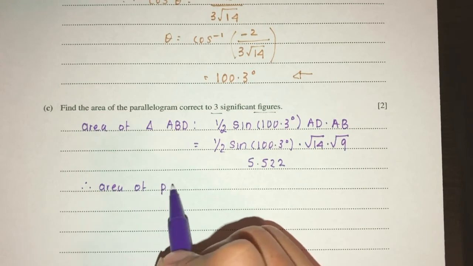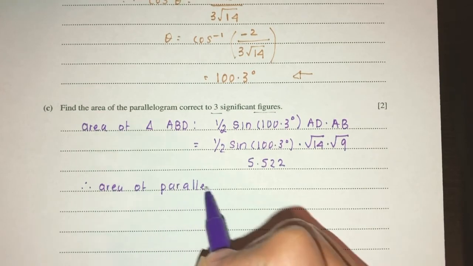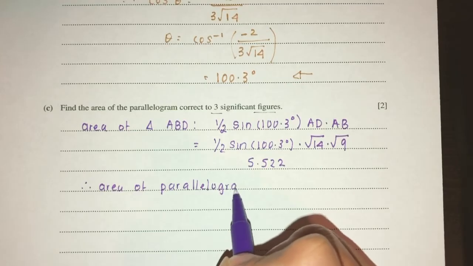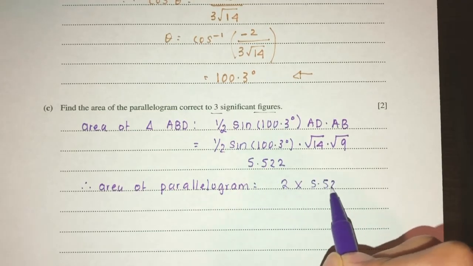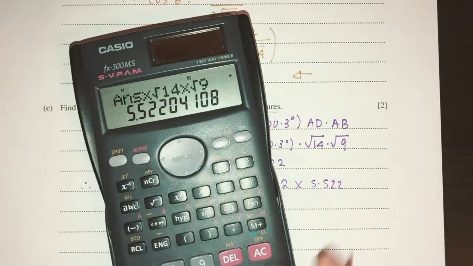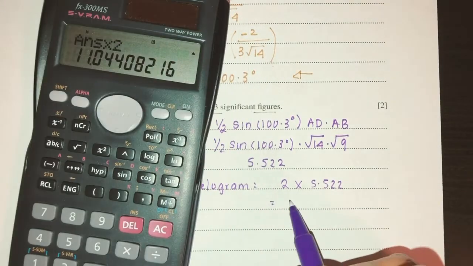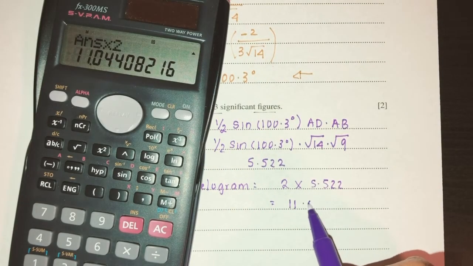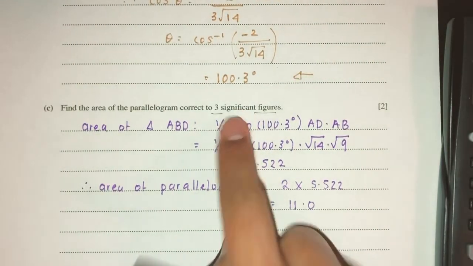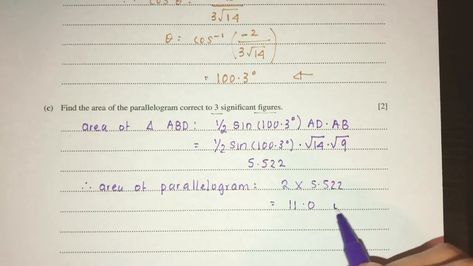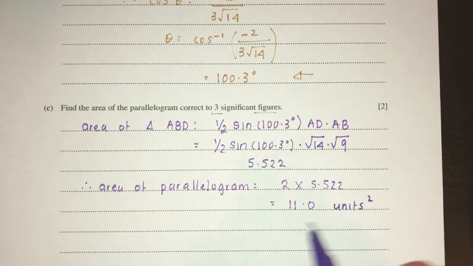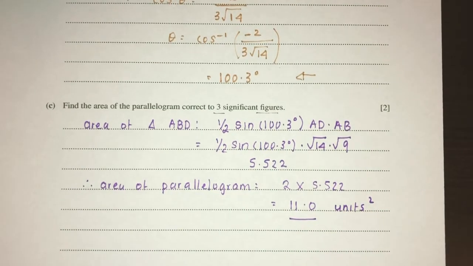That is area for one of the triangles, but we have derived that area of parallelogram is 2 times the area of triangle. That will be 2 times 5.522. So your answer will be times 2. That will be 11.0. And correct to 3SF, as you can see here. And we have to write, we don't have centimeters, so we write units square. And that is your question number 8.